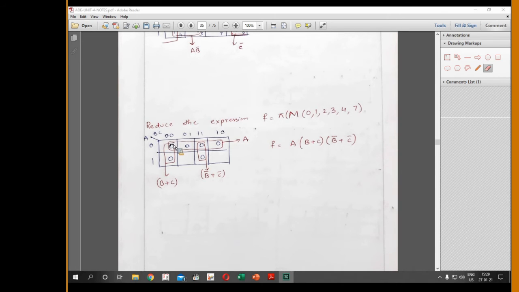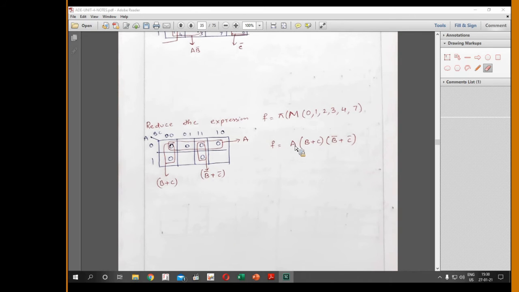Since in the first max term it is 0, 0, in the second max term it is 0, 1, in the third max term it is 1, 1, and in the fourth max term it is 1, 0. So B and C are not common for all these 4 max terms. So these 2 variables, or the literals, are eliminated from the function. Only the common variable, which is A, remains, and that is assigned with a value of 0.